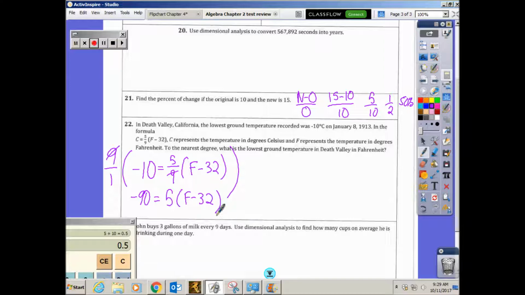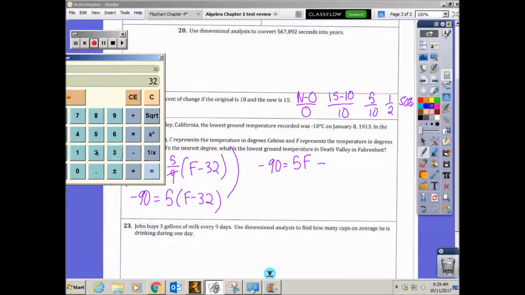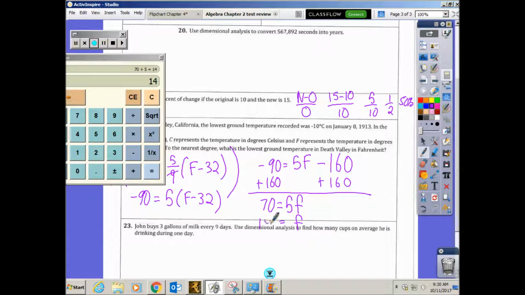5f minus 32. I know this is a little confusing here. You don't actually have to distribute this. Okay? Since this is all being multiplied by 5/9, you can simplify this fraction and then distribute. So you get -90 equals 5f minus 32 times 5 is 160. You would now add 160 to both sides. -90 plus 160 is positive 70 equals 5 degrees Fahrenheit. 70 divided by 5 is 14.